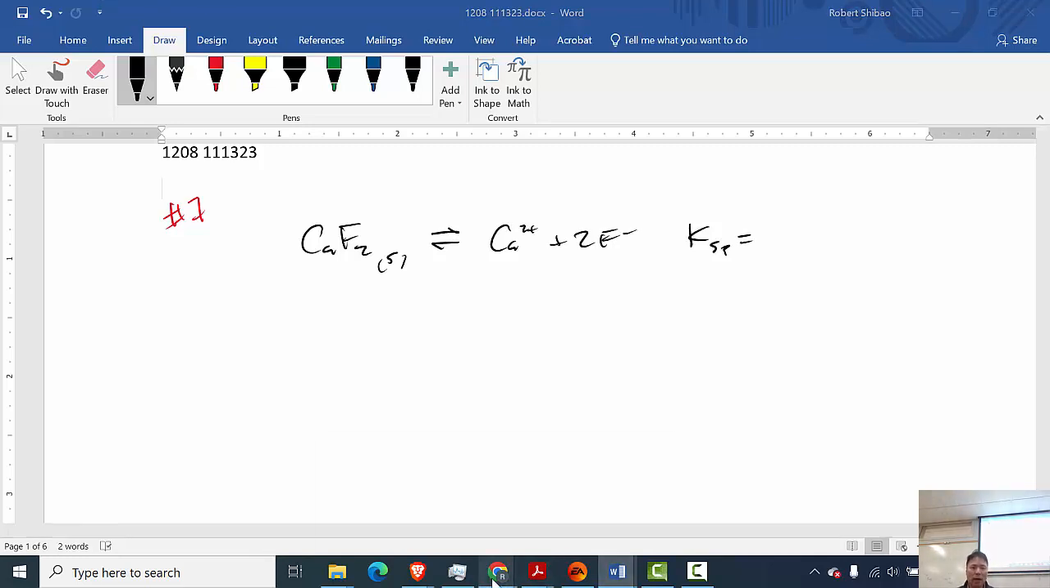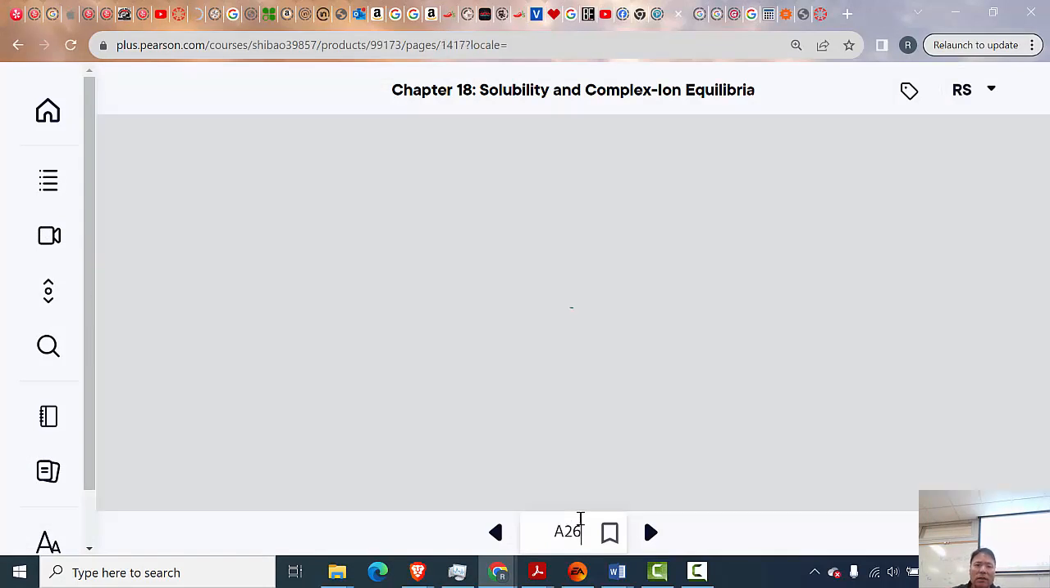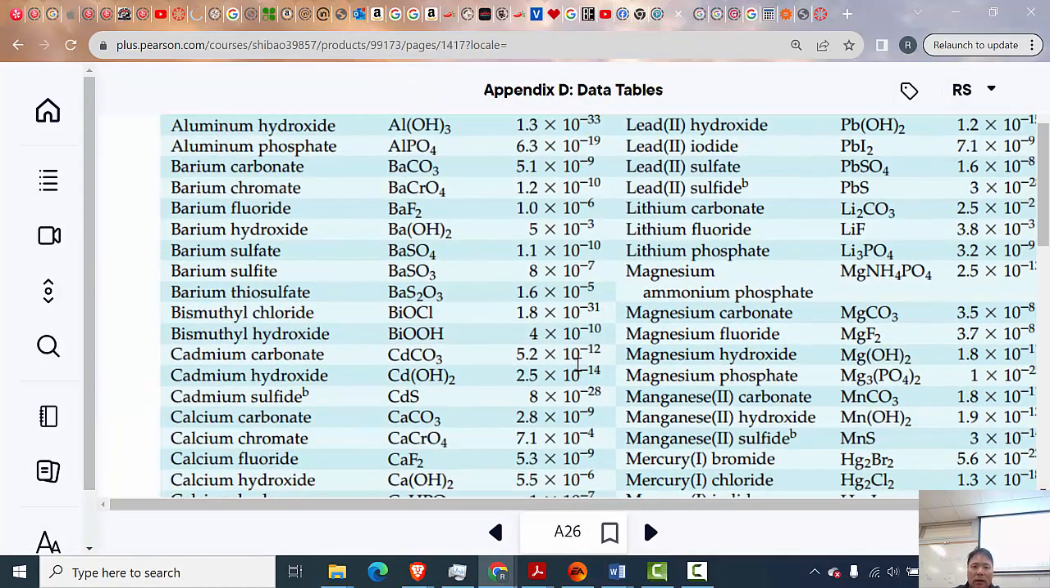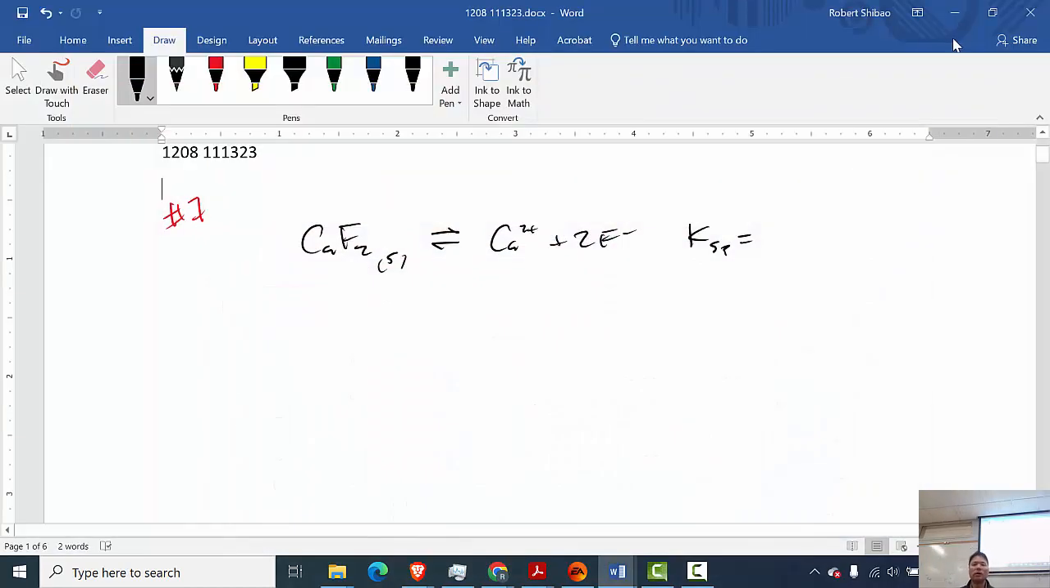We can take a look at the Ksp, and that'll give us an indication of the solubility. It won't tell us the solubility. We're going to have to calculate the solubility based on the Ksp. But if we go over here, calcium fluoride has a Ksp of 5.3 times 10 to the minus 9. That is pretty small, so it's not very soluble at all. And we definitely call that an insoluble salt.